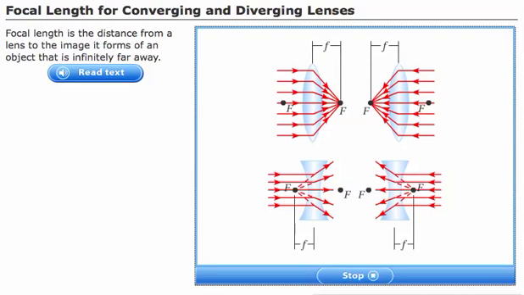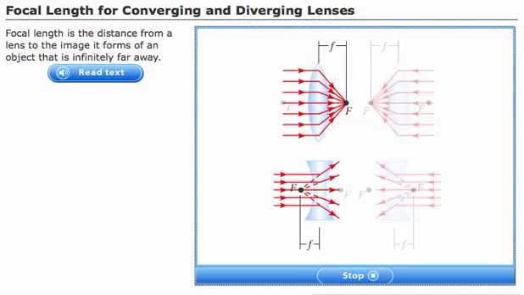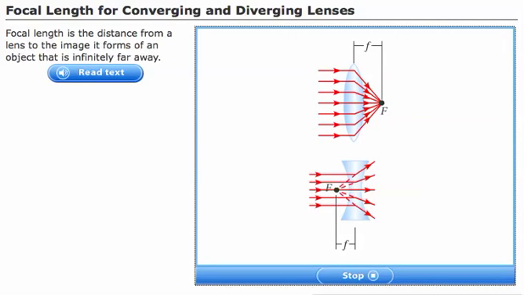Both converging and diverging lenses have two focal points, but only one focal length. However, since the convention when drawing ray diagrams is to place the object to the left of the lens, we do not generally speak of two focal points.